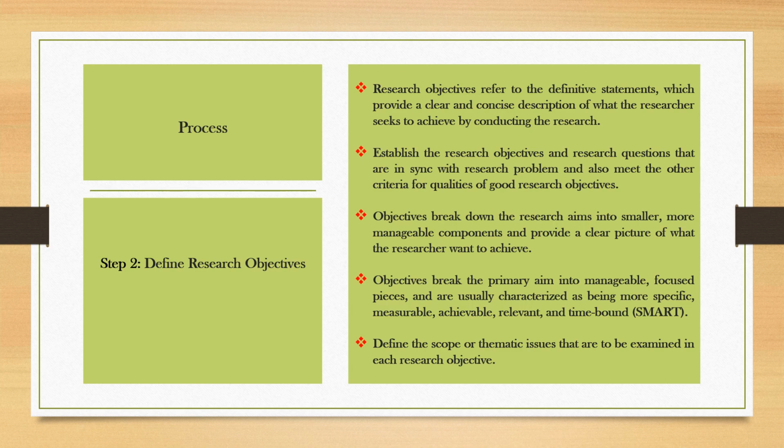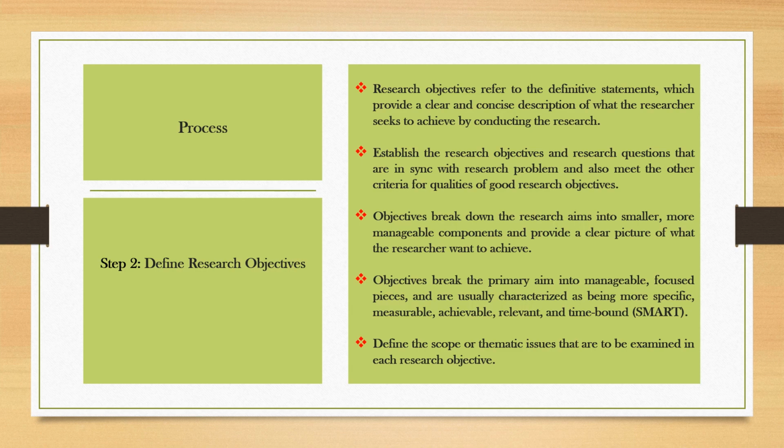And by objectives here, I mean specific objectives, because it is the specific objectives that enable you to know the kind of literature that will help you understand more about the issues that you seek to answer in that particular objective. So the second thing that you do after coming up with your research problem is to define your research objectives.